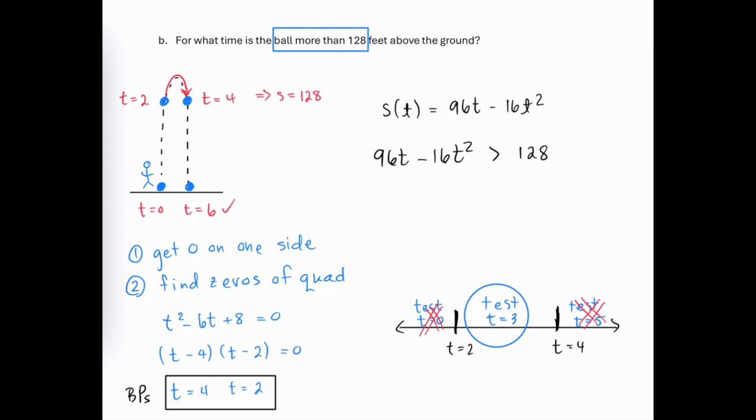So our solution is that the ball is more than 128 feet above the ground between the times 2 seconds and 4 seconds, but not including them.